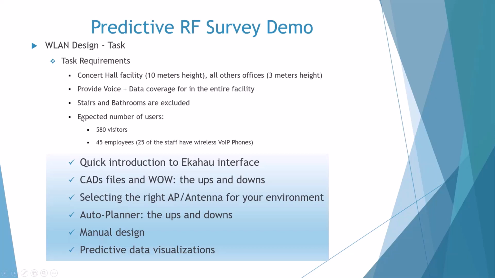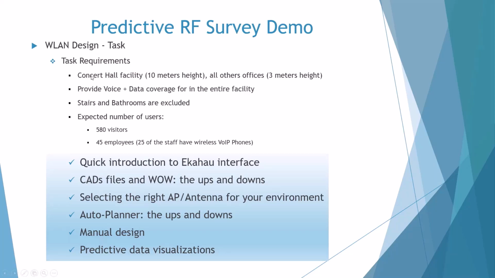Also, the customer expects the following number of users in each concert event. So around 580 visitors inside the concert hall area, plus there are 45 employees running the facility. 25 of them will have wireless IP phones to communicate over. Now, these are our requirements. Let's dig deeper into each one of these in order to understand and imagine what kind of environments we are designing for.